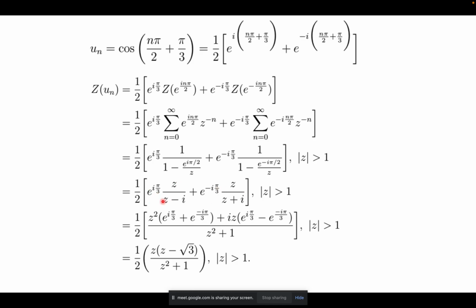And then you can take the LCM of that, and you can rewrite this equation like this. And again you can just put the value of e power iota pi by 3. So what is e power iota pi by 3? It's nothing but cos pi by 3 plus iota sine pi by 3. So you basically substitute both the values of these exponentials in this problem, and you will get this answer. So the z transform of this sequence, which is cos of n pi by 2 plus pi by 3, is nothing but 1 by 2 times z times z minus root 3 upon z square plus 1, with modulus of z more than 1.